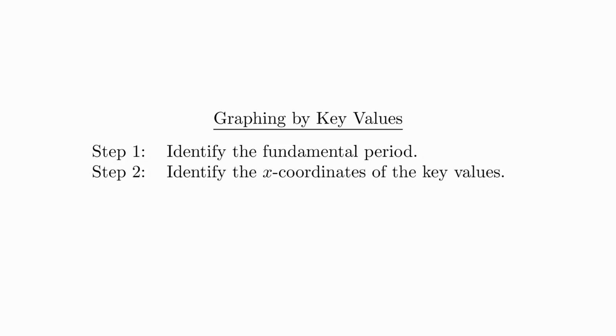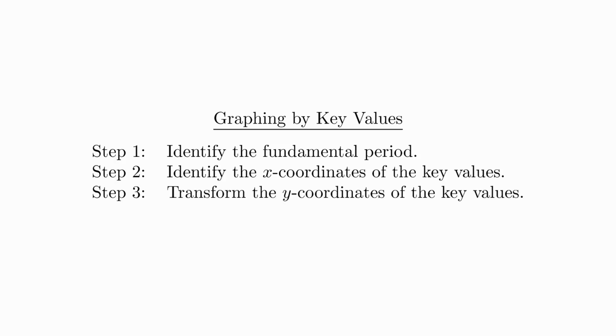In this video, we're just going to work through a couple examples of graphing using key values. Remember that the steps to graphing using key values are as follows. Step 1. Identify the fundamental period. Step 2. Use the fundamental period to identify the x-coordinates of the key values. Step 3. Transform the corresponding y-coordinates. Step 4. Plot the points and sketch the graph.